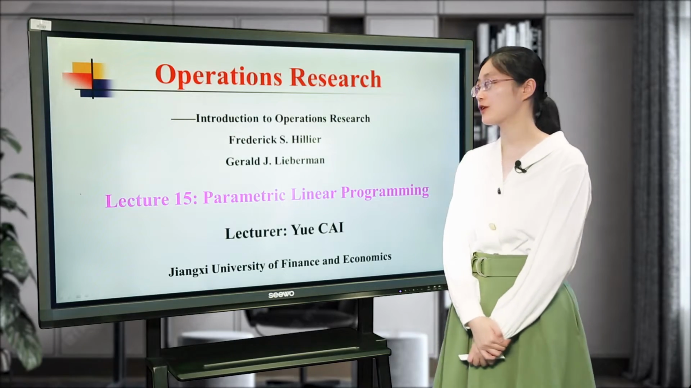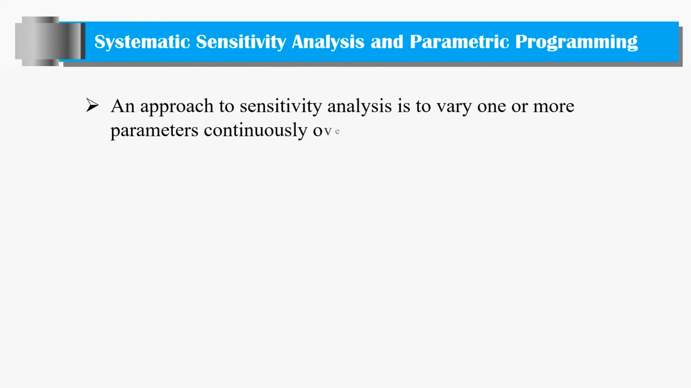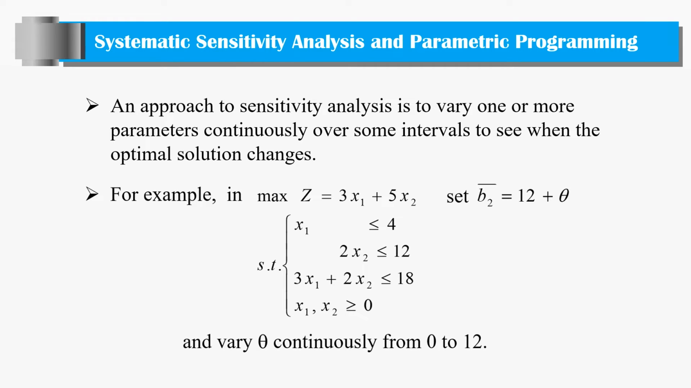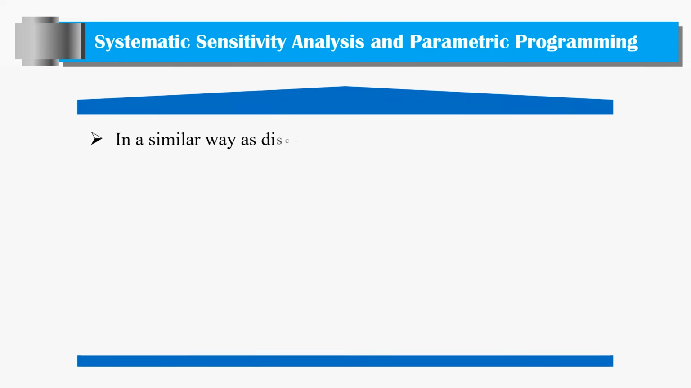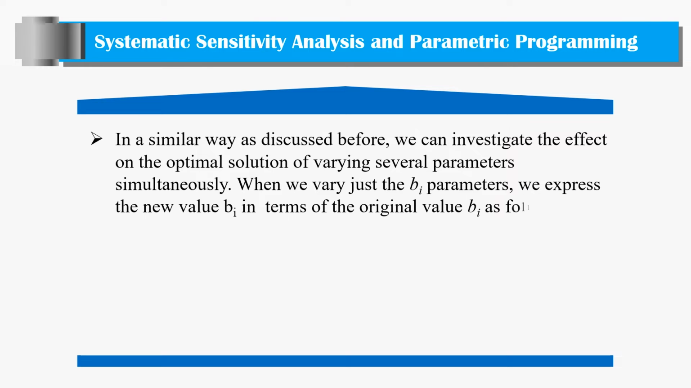In this class, we're going to talk about parametric linear programming. An approach to sensitivity analysis is to vary one or more parameters continuously over some intervals to see when the optimal solution changes. For example, in this linear programming problem, if we set B2 bar to be 12 plus theta and vary theta continuously from 0 to 12, in a similar way as discussed before, we can investigate the effect on the optimal solution of varying several parameters simultaneously.